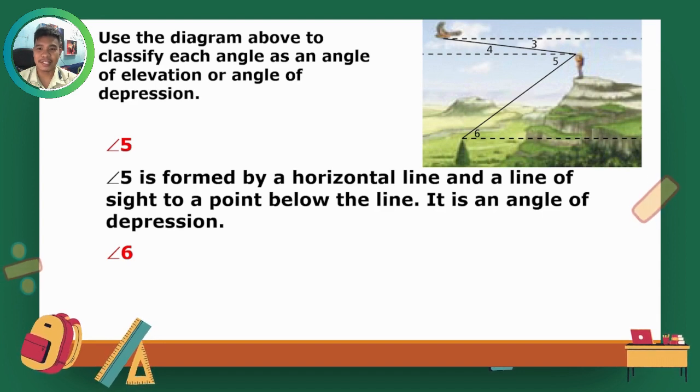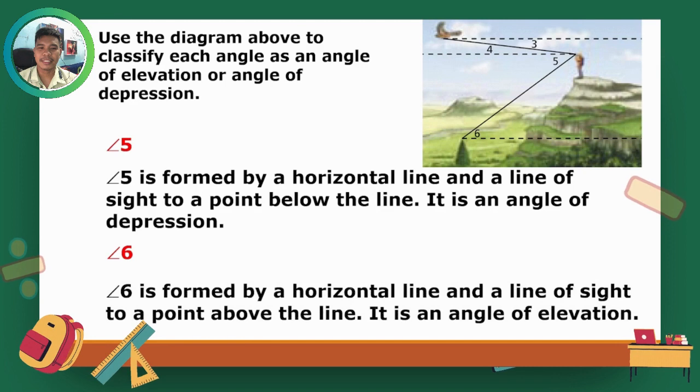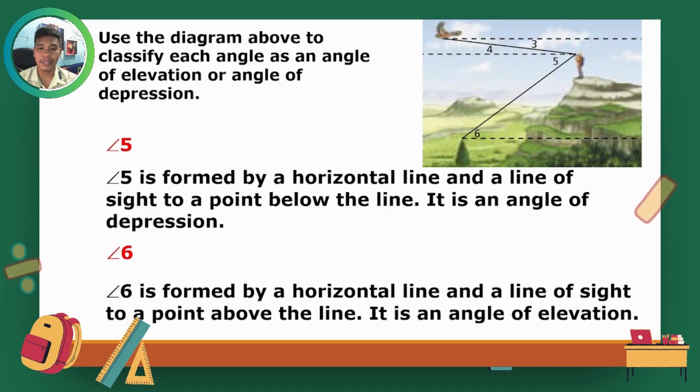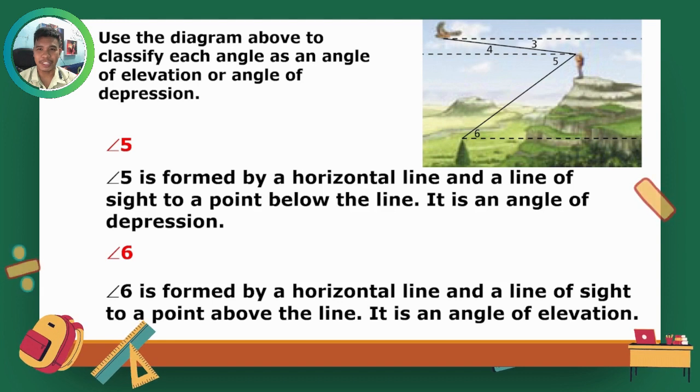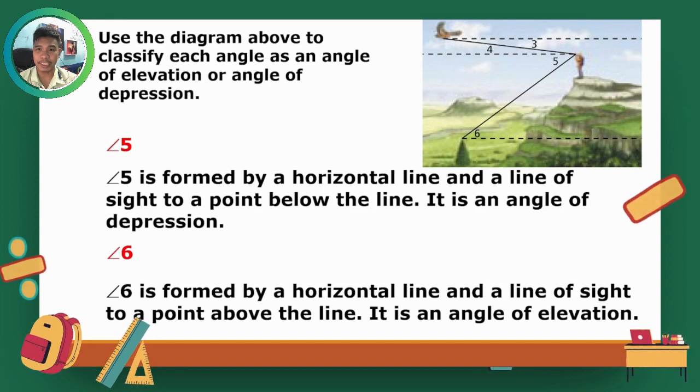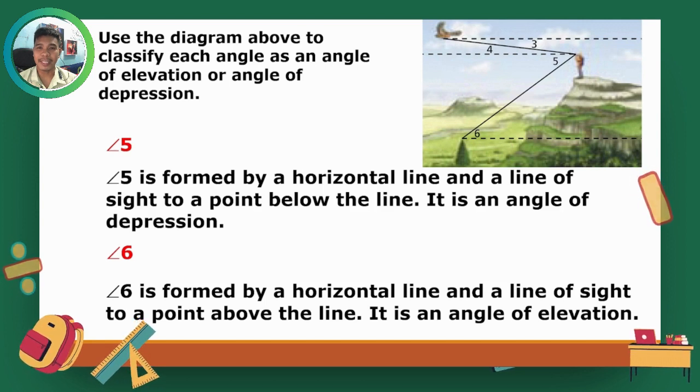How about angle 6? Again, the line of sight is a broken line with angle number 6. As you can see, angle number 6 is above the line of sight. Therefore, angle 6 is formed by a horizontal line and a line of sight to a point above the line. Therefore, it is considered as an angle of elevation. Do you know now the difference between angle of elevation and angle of depression? If so, let us proceed with the problem solving involving angle of elevation and depression.